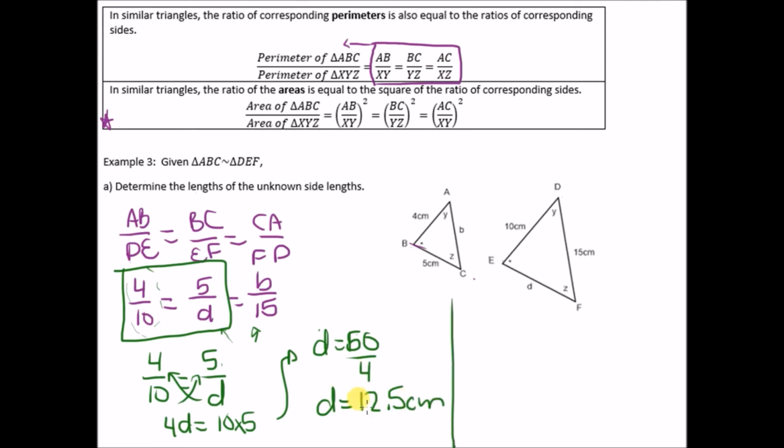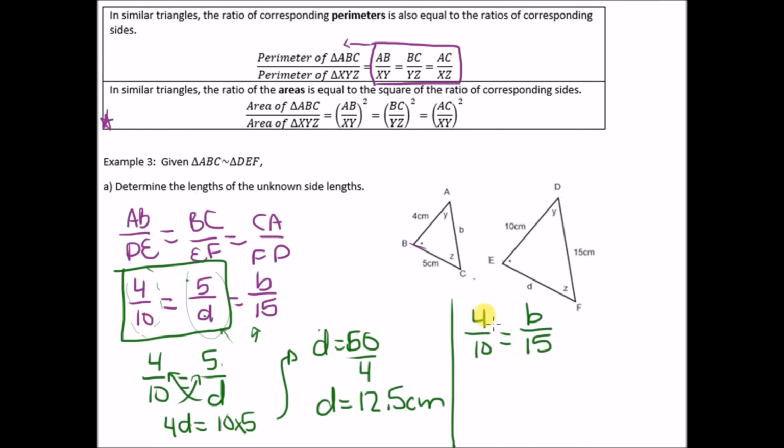Okay, now I'm going to do the same thing. I'm going to keep that 4 over 10, and I always keep the one that the question actually gives us. I wouldn't sub in this 12.5 to D and then use the second ratio, because if we made a mistake, then we are guaranteed to make a mistake in the last ratio as well.